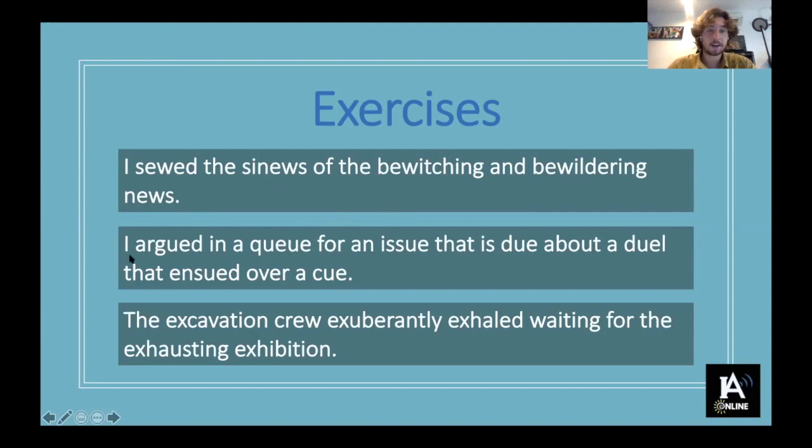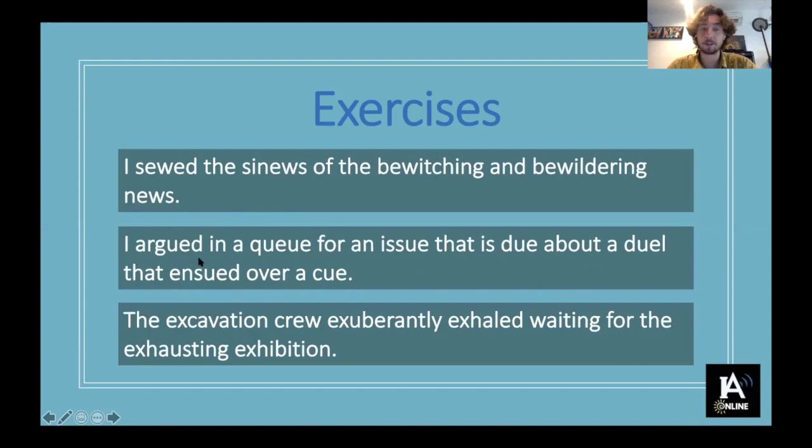Okay. I argued in a queue for an issue that is due about a duel that ensued over a queue. This is a fun one. I argued. It's similar to sinews, except notice that there's a little bit more U. So sinew, oo, or view, argued. It's a little bit more U sound.